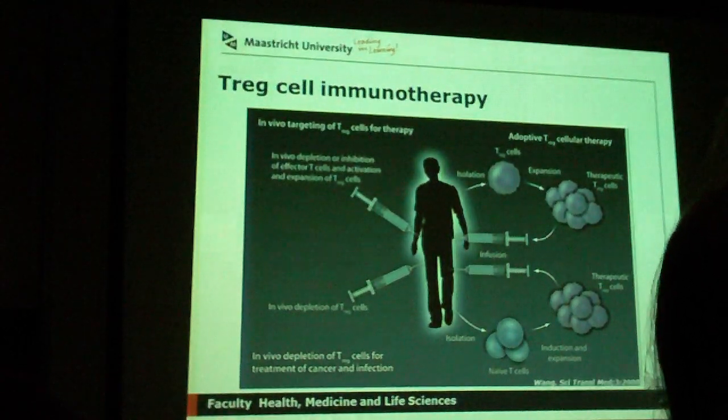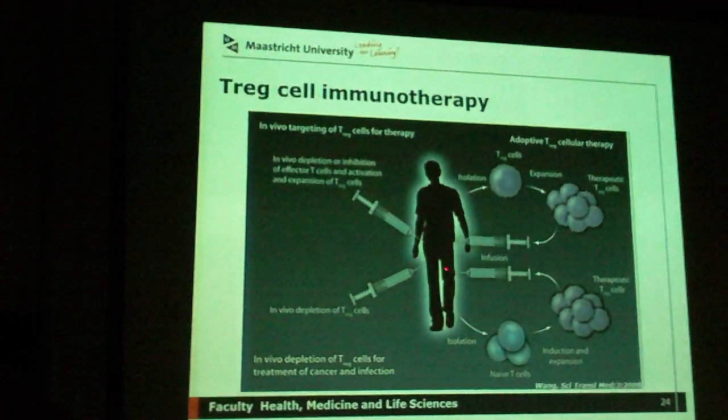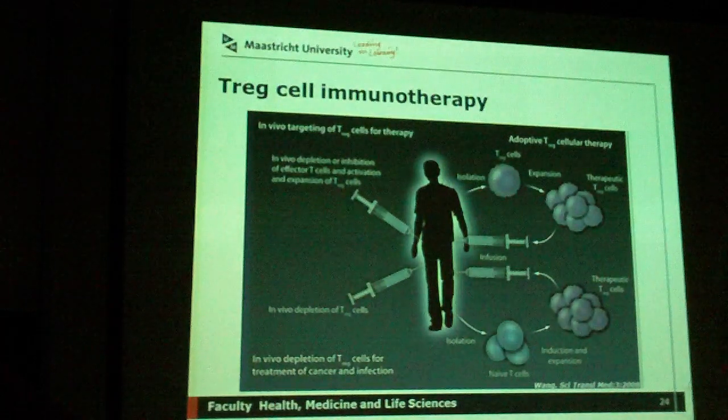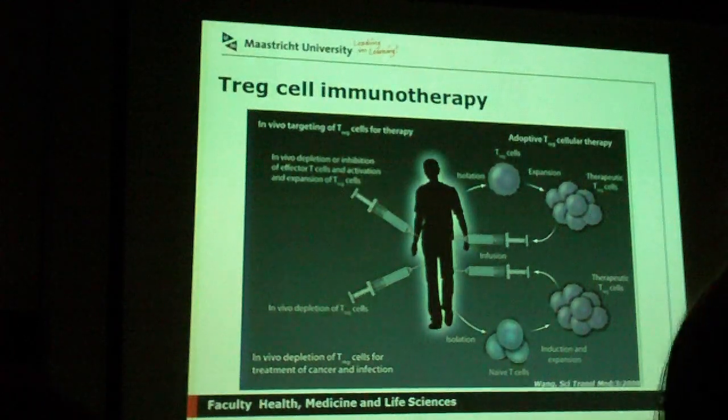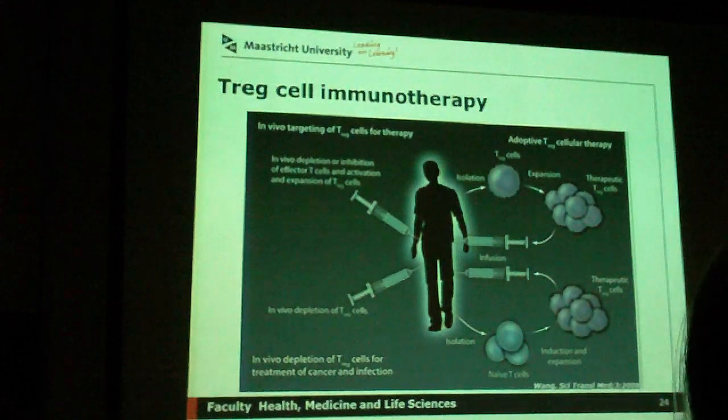And still another approach is to isolate just naive T cells, and with a certain cytokine cocktail induce therapeutic Treg cells, which you can then give back to the patient. So there are different approaches to increase your Treg number in the human body and then try to combat the reactivity which you have against self tissues.